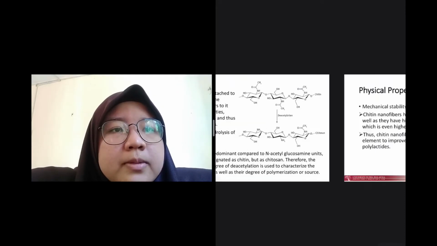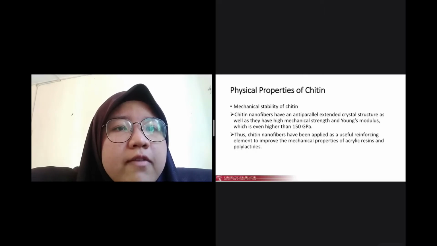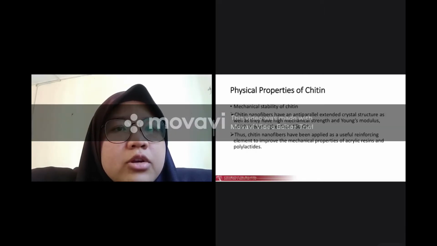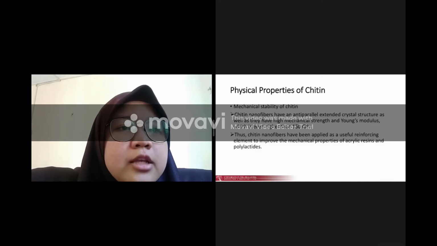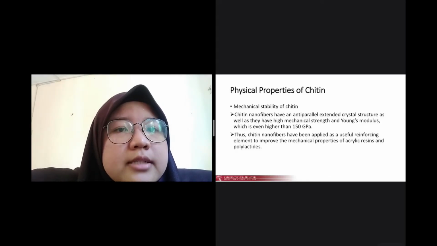The physical properties of chitin. In terms of mechanical stability, chitin nanofibers have an extended crystal structure as well as high mechanical strength and modulus. Thus, chitin nanofiber has been applied as a useful reinforcing element to improve the mechanical properties of acrylic resins and polypeptides.